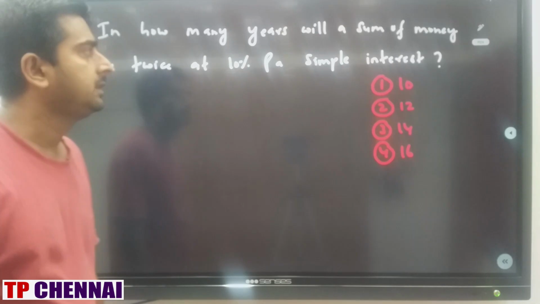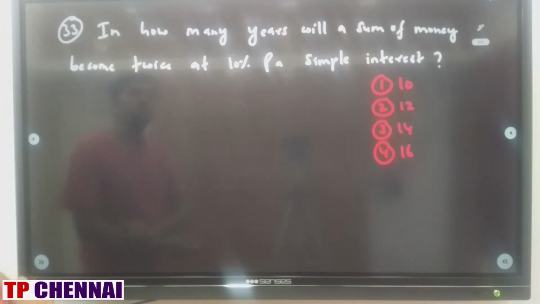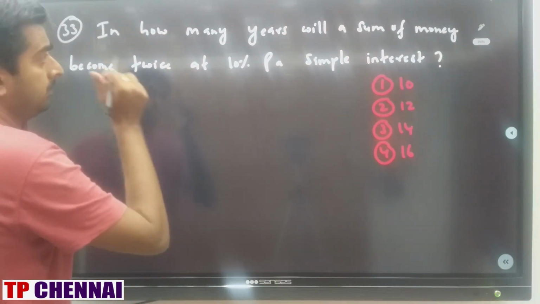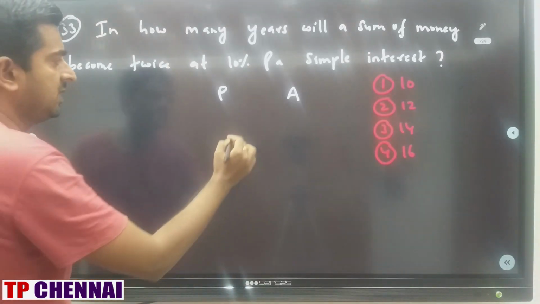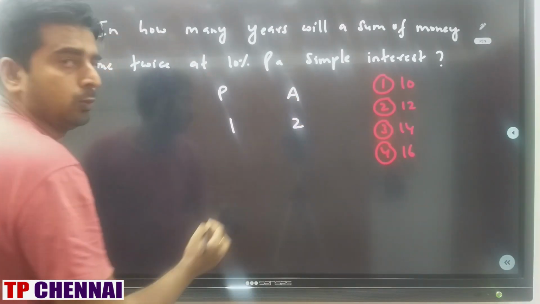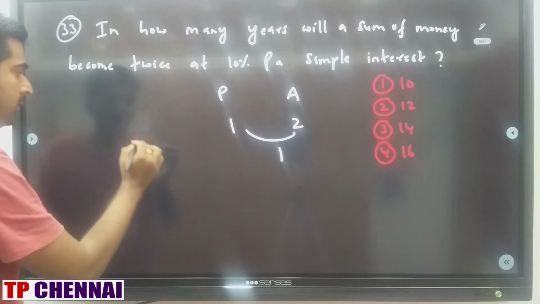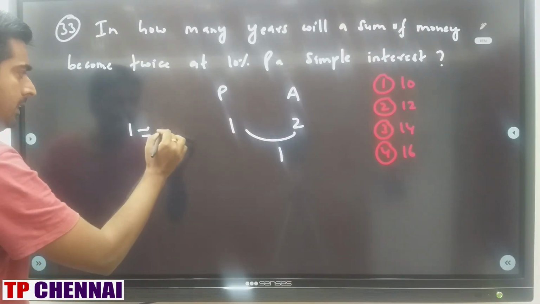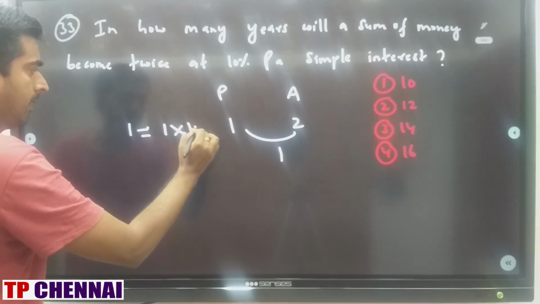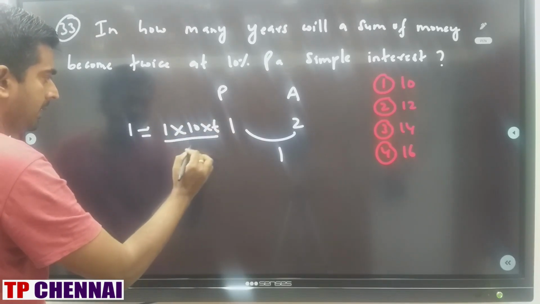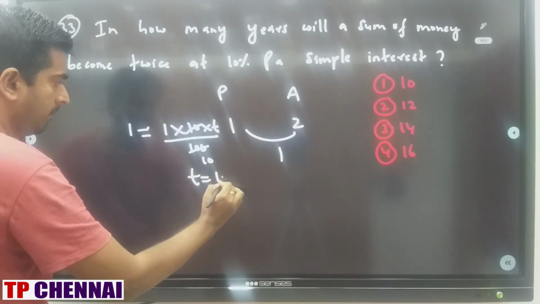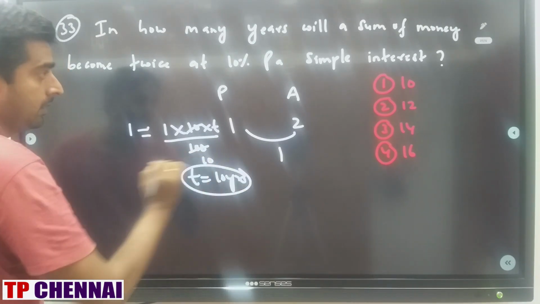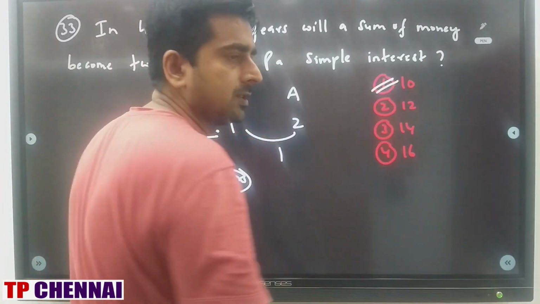Now we see question number 33. In how many years will a sum of money become twice at 10% per annum simple interest? Right, so I am writing here principal and writing here amount. I am saying that the principal is 1, it has become twice, so amount will be 2. So SI will be how much? 1. So SI is P R T divided by 100. So what is the answer? 10 years, which is first option.